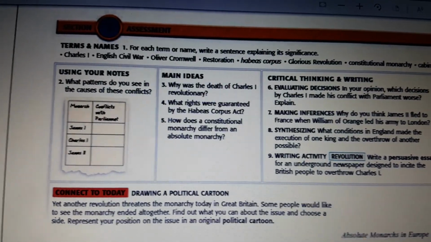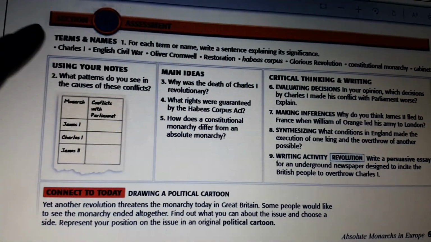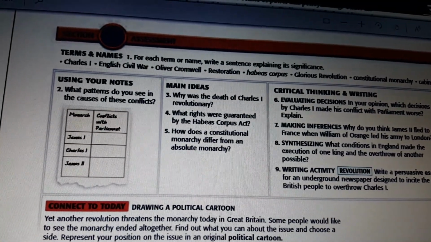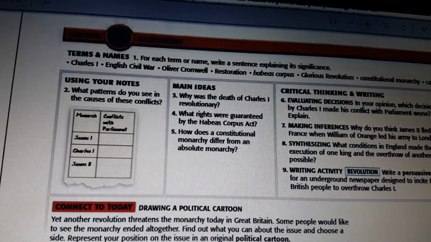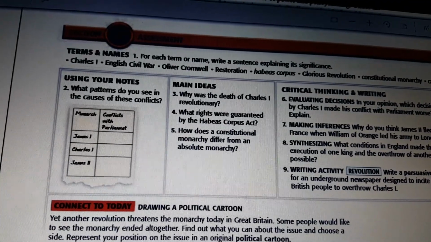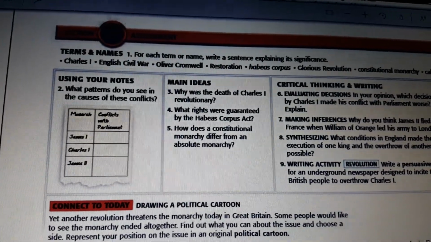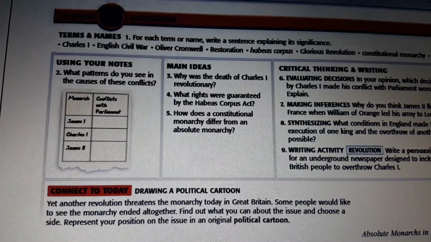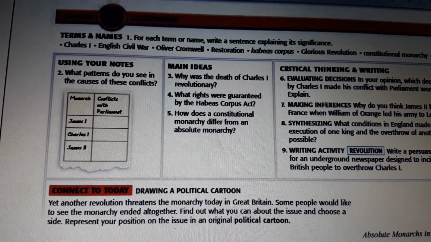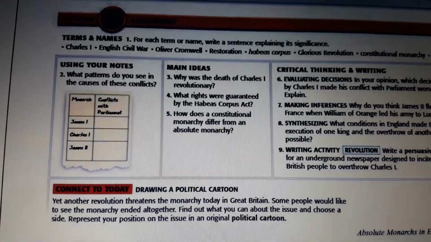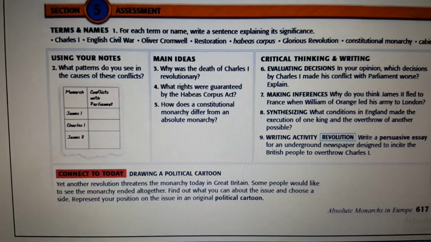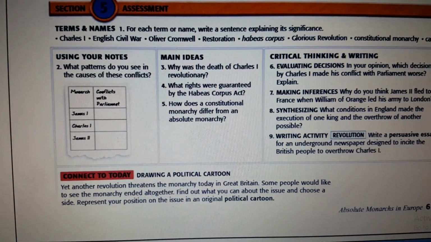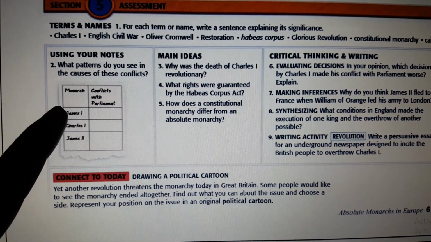Section 5 assessment. Terms and names. 1, for each term or name, write a sentence explaining its significance: Charles I, English Civil War, Oliver Cromwell, Restoration, habeas corpus, Glorious Revolution, constitutional monarchy, and cabinet. Using your notes, what patterns do you see in the causes of these conflicts?